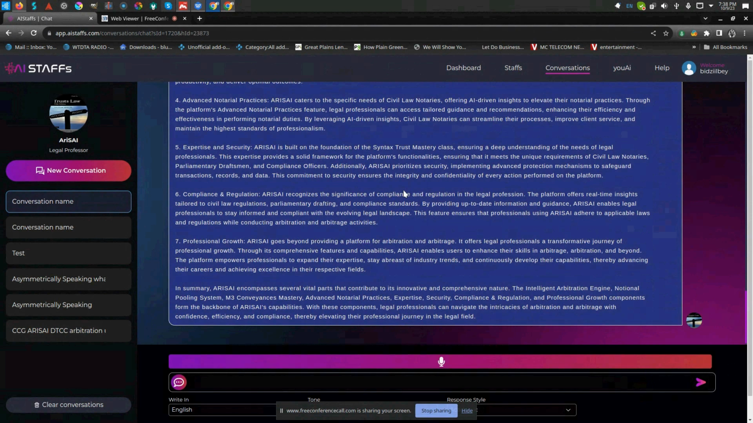Last but not least, we talk about professional growth. ARIS goes beyond providing a platform for arbitration and arbitrage. It provides legal professionals a transformative journey of professional growth. In other words, you're starting at the civil law notary level, and you're learning as a civil law notary how to utilize your ability as a deputy secretary of state to serve as a parliamentary draftsman to influence legislation.